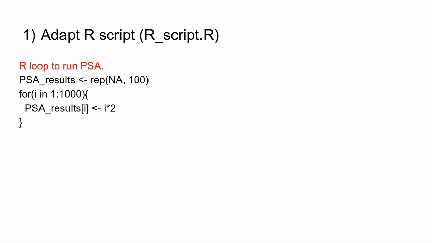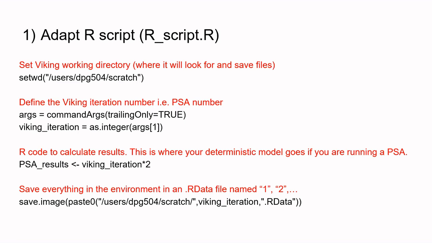So the first thing you need to do is adapt your R script. And here, anything in red are comments, and anything in black is your actual code that you need to use. So the first thing is to set your working directory. So you're on Viking, so you've got your user account, and that's my user account name, and then this is the name of the folder that we're going to look for files and save files.